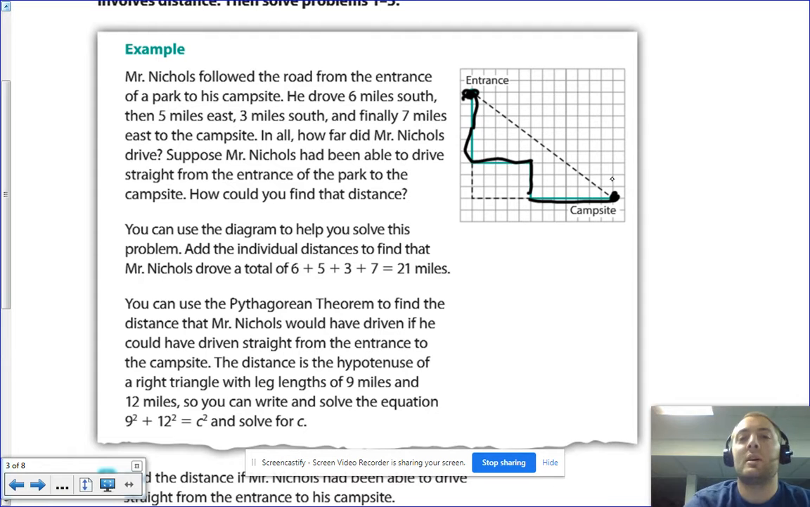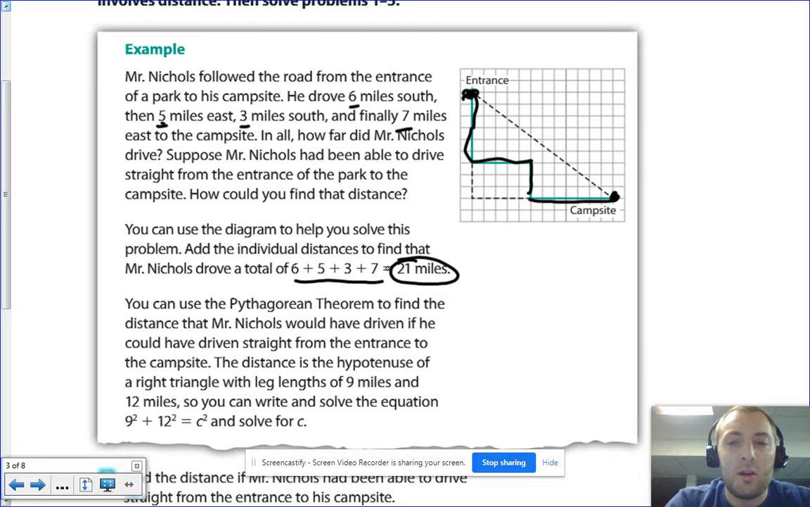And you could do it with the diagram. You could use it with the numbers. We had 6, 5, 3, and 7. So those add together, you get 21 miles total. Now that's how far he drove. Now to find this distance, if we wanted to go straight here, we'd have to use the Pythagorean Theorem.